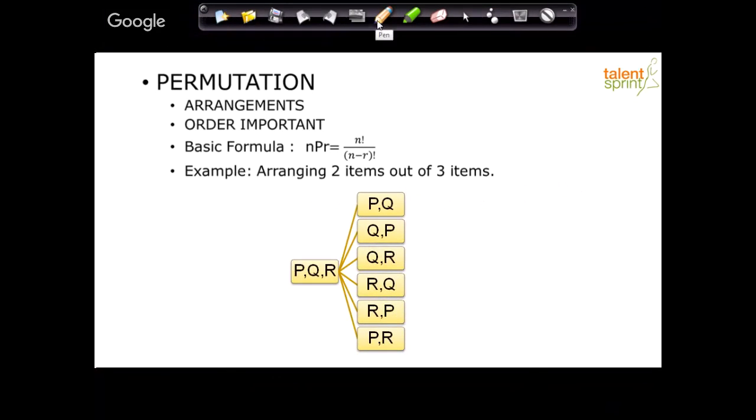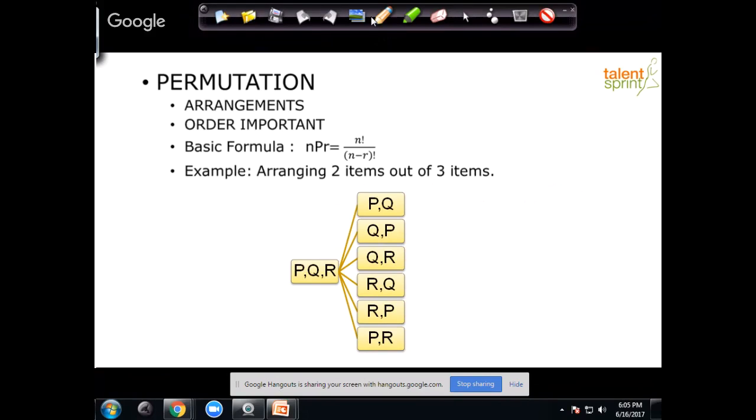Permutation is nothing but arrangements. For example, you are given two numbers, 1, 2. In how many ways can I arrange these two numbers? 1, 2 and 2, 1. There are two ways of arranging. So in permutation, the important thing to note is that the order in which you keep the items is important. For example, take three items, P, Q, and R. In the question, they ask: taking two items at a time, in how many ways can you arrange these items?